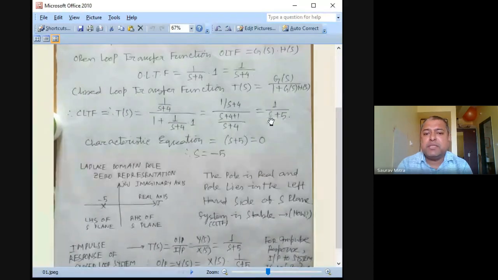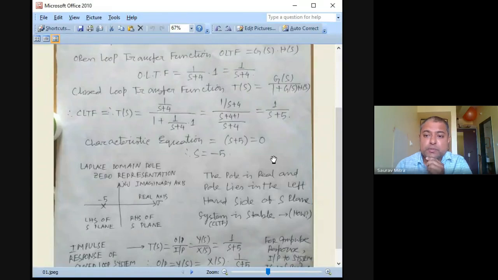The characteristic equation for 1 by S plus 5: S plus 5 is equal to 0 is the characteristic equation. Whatever is the denominator of a closed loop transfer function, that equal to 0, is called the characteristic equation. Here you are finding 1 by S plus 5, so S plus 5 is equal to 0 is the characteristic equation. That equation, if we solve, we find poles, and poles are important for analyzing the system stability. Asutosh, is it okay? Just say yes or no, I'll explain again.